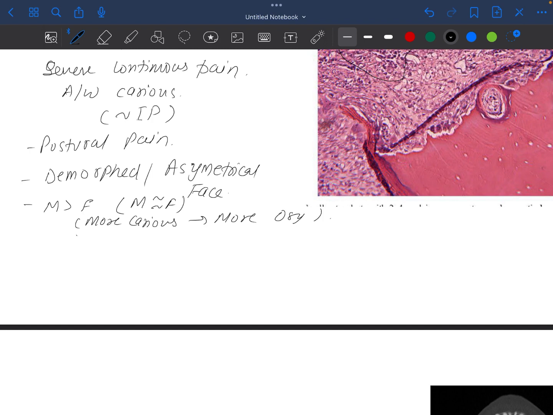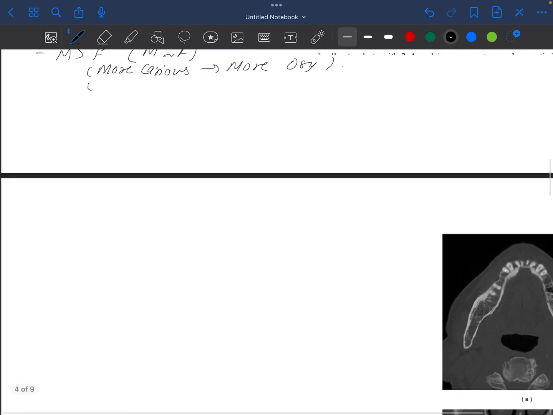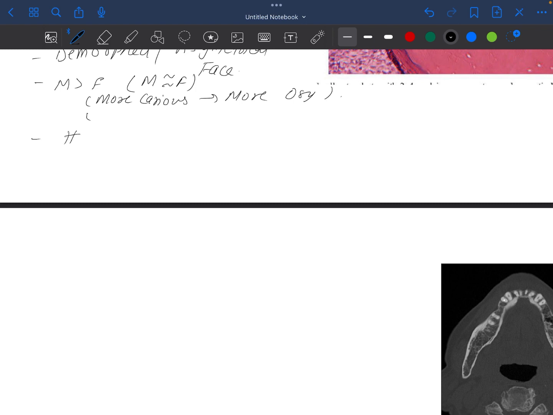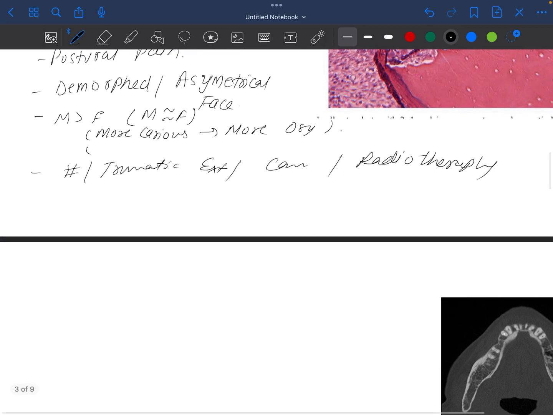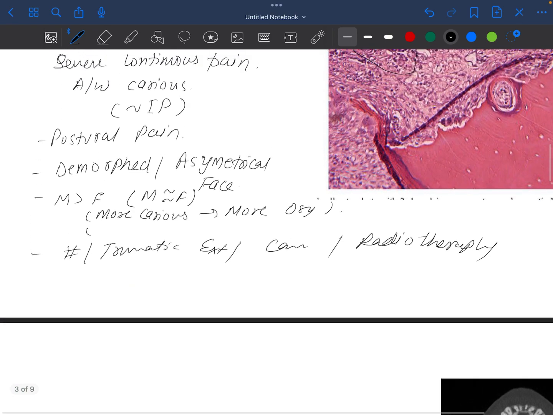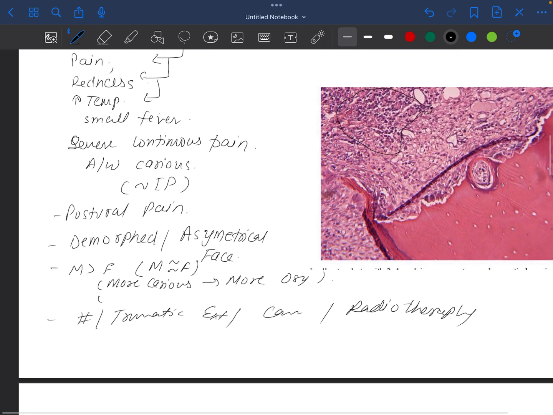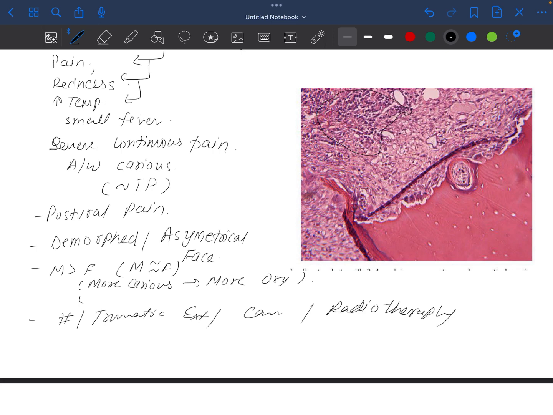Correct. Also, what could be the causes of osteomyelitis? You know, fracture. We also discussed them in our last lectures, right? Fracture, traumatic extractions, any carious tooth, or radiotherapy, right? Any breach by which you introduce bacteria to your bone is going to lead to osteomyelitis. Even a bacterium within the bone will cause osteomyelitis, right?